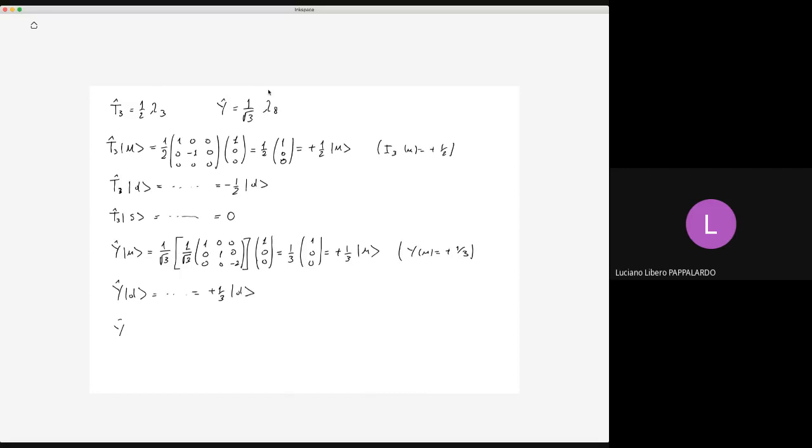And for the strange quark, at the end, you're going to have 1/3 of 0, 0, -2. That is -2/3 of 0, 0, 1. That is -2/3.